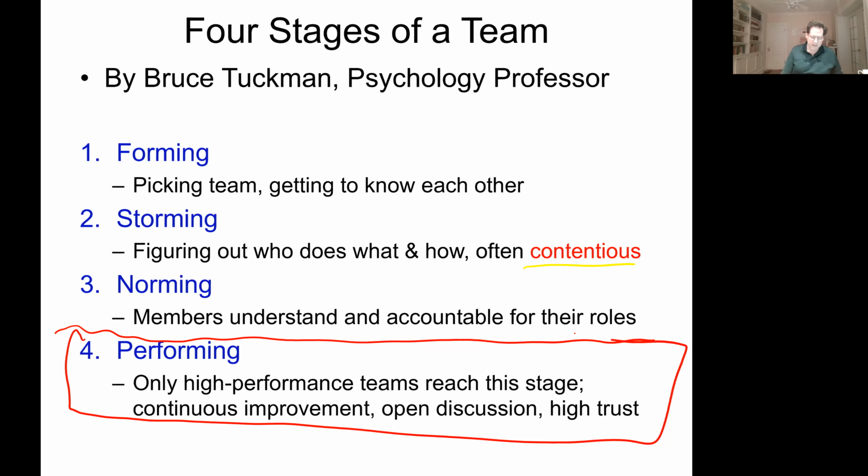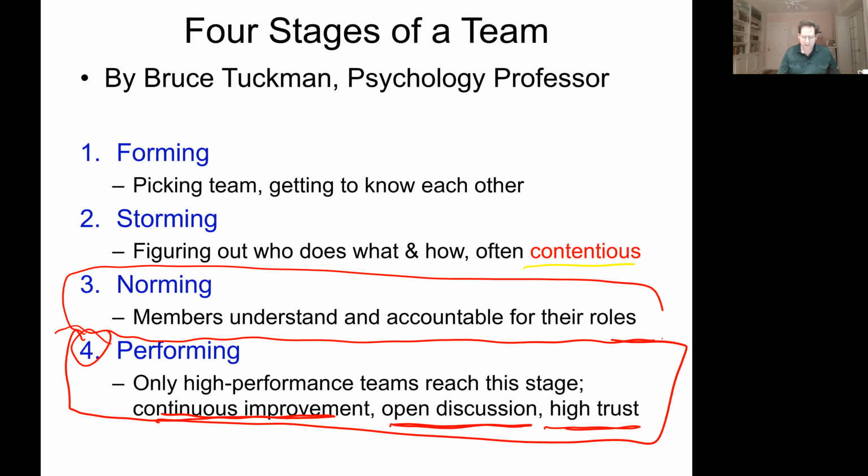Basically, in this stage team members not only know how to get things done, they're continuously looking for how to improve. And the way they do that is they discuss things openly, and to discuss things openly, you actually have a pretty trusting relationship. And it takes time to get there. You may not get all the way to number 4 in this project, and that's okay, but you want to at least get to number 3.